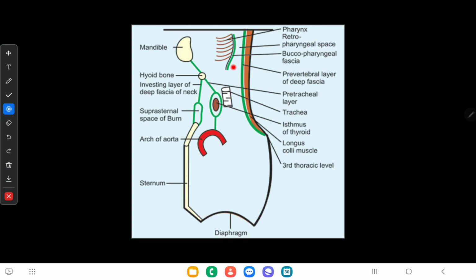a fibrous septum that joins the prevertebral fascia to the buccopharyngeal fascia covering the pharynx. Therefore, each half of the space contains a few lymph nodes. So, in acute inflammation of those lymph nodes, a retropharyngeal abscess may form. Due to fascial continuity, the pus from the abscess goes down towards the superior mediastinum as well.